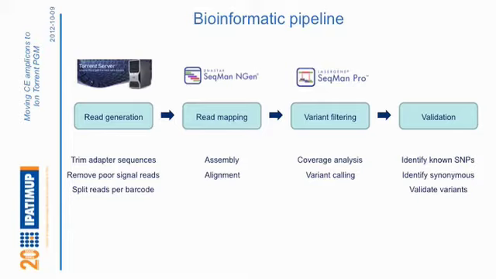Then we do more manual and visual work to identify known SNPs and known polymorphisms and to validate the variants that we detect. And for this validation, we still use Sanger sequencing to validate all variants.